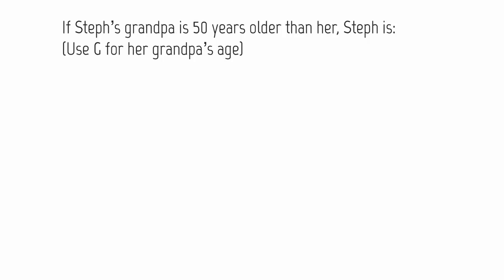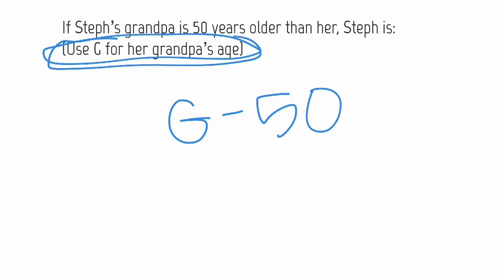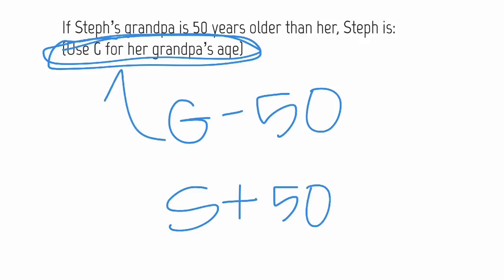The next one, if Steph's grandpa is 50 years older than her, Steph is how old? So we have a couple different ways of doing this. The first way is that we could take her grandpa's age and subtract 50 from it, right? Because they want us to use G for her grandpa's age. If that wasn't there, we could take Steph's age, S, and we could add 50. Okay, but in this case, we'd have to use G for her grandpa's age because it tells us to. If they did not give us that variable to use, then we could do it our own way and take her age plus 50. So it just depends on if the variable is given to you.